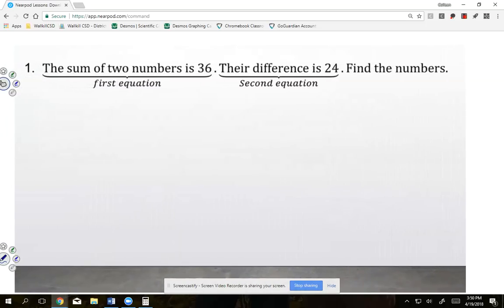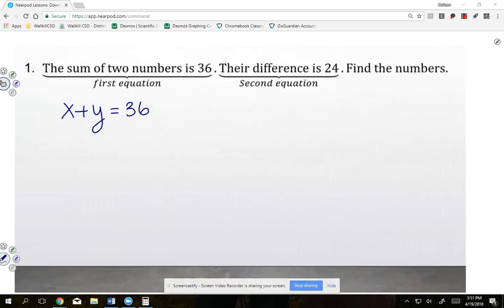This one is set up for us, so we have a first equation and second equation. The sum of two numbers is 36. Their difference is 24. Find the numbers. In the first sentence, it tells us what our first equation is: the sum of two numbers. Since we're using the elimination process, we know we need two variables. So x is one of the numbers and y is one of the numbers. The sum of the two numbers, x plus y, is equal to 36.